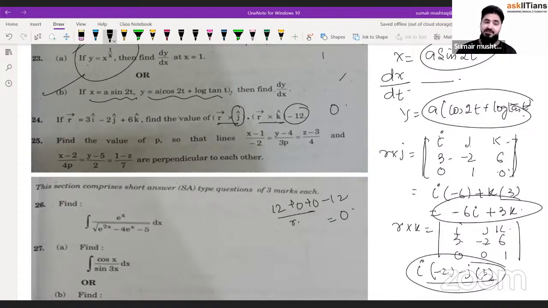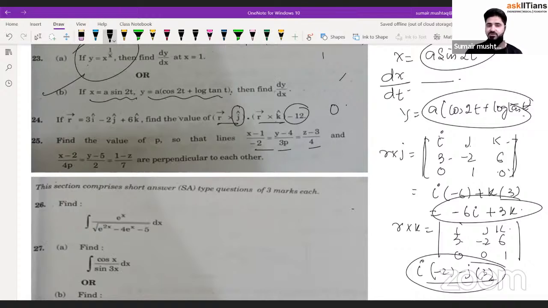Okay, guys. Easy. As per the weightage of this marks, a little bit lengthy but manageable. Okay, next question is, find the value of p so that this and these are perpendicular to each other.